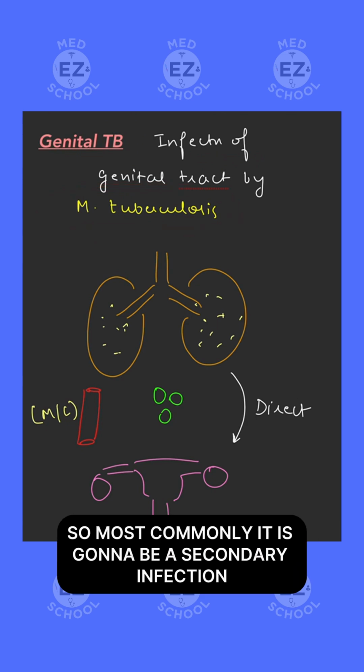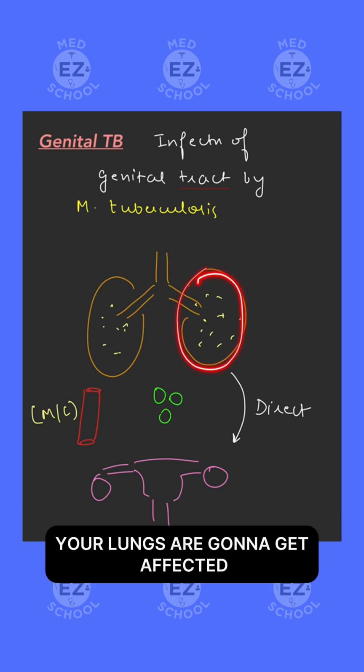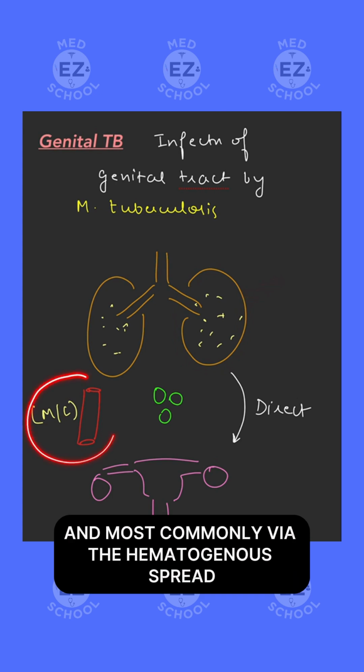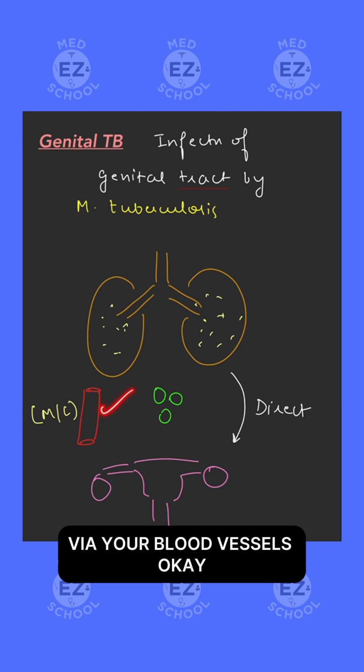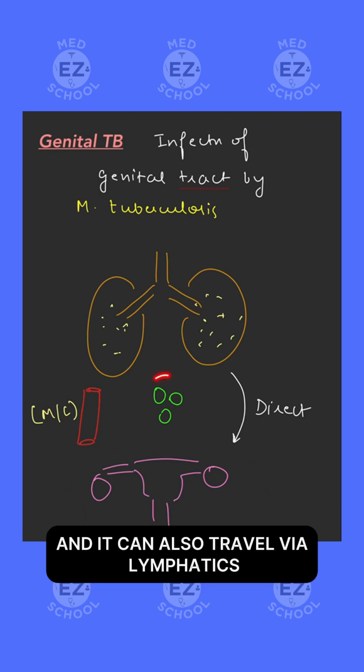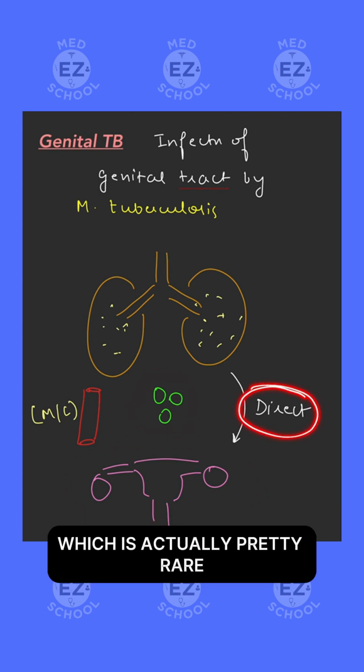Most commonly it is going to be a secondary infection, which means first of all your lungs are going to get affected, okay, you're going to have pulmonary TB. Most commonly via hematogenous spread, it is going to travel through blood vessels and reach your female genital system, okay? And it can also travel via lymphatics, or there can also be a direct spread, which is actually pretty rare.